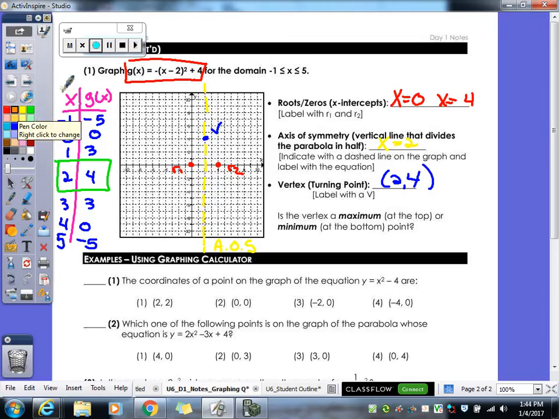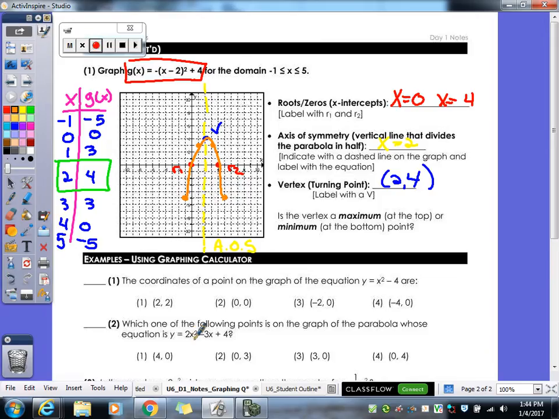So let's start over here. -1, -5, -1 down to 5. 0, 0 we already graphed. Over 1 up 3. Over 2 up 4 we already graphed. Over 3 up 3. We already graphed our root. And then 5, -5. And because this is a restricted domain, no arrows at the end. Is this one a max or a min?